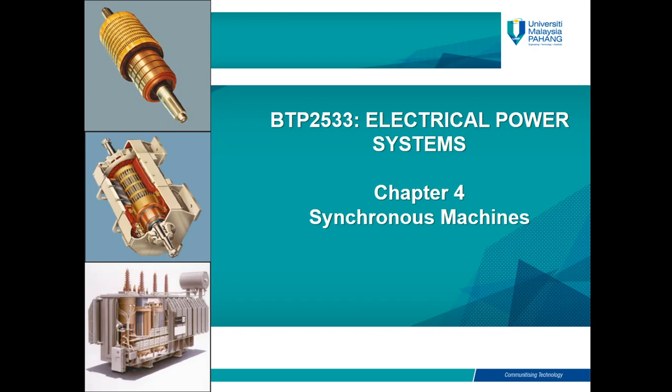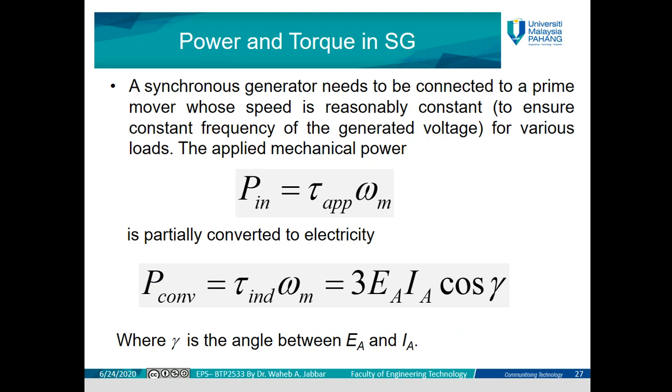Okay, we are going to continue with chapter 4: the power and torque in the synchronous generator. As we said before, a synchronous generator is a machine used to convert mechanical power into electrical energy.